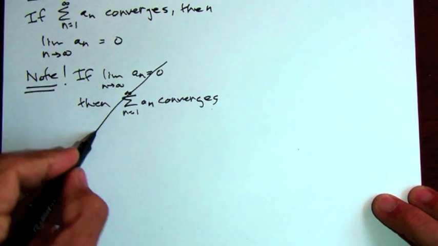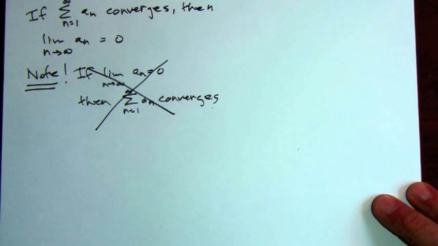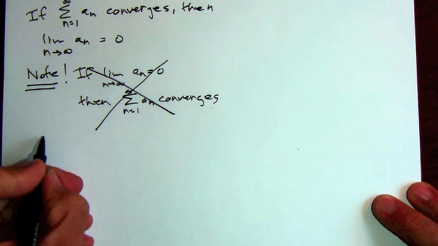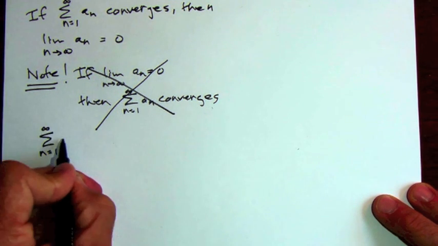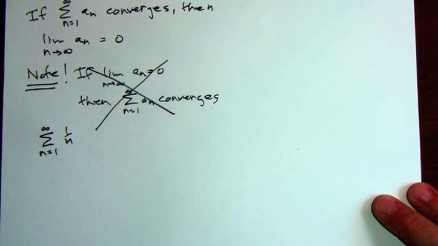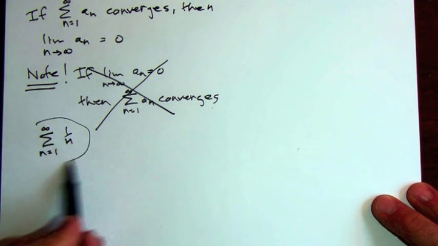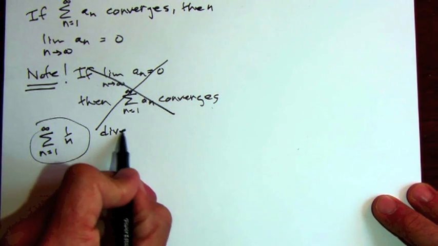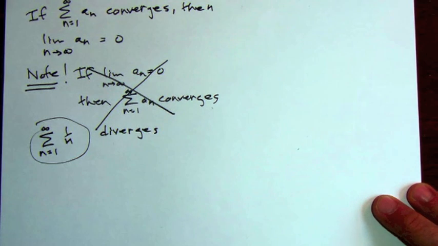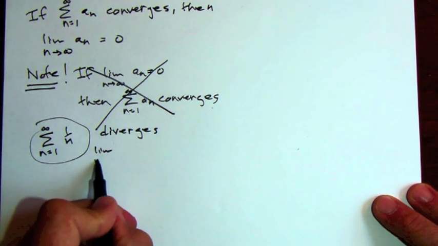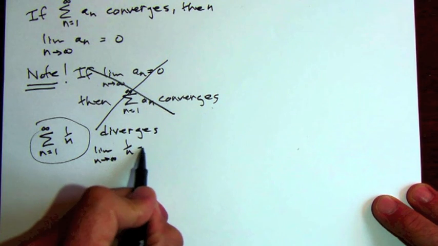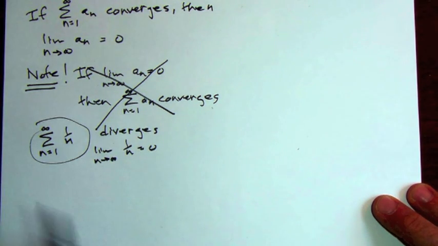All right, that is false. That is not true. A counterexample is the one that we started with. If we look at the sum from n equals 1 to infinity of 1 over n, we haven't shown this yet, but we will see later on that this series diverges. We will show it later, but for now, take my word for it. It diverges, but of course the limit as n goes to infinity of 1 over n equals 0. So it doesn't work the other direction.